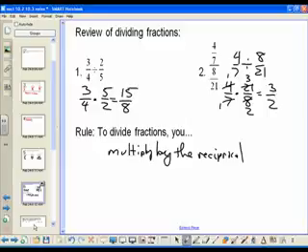Which one? This one? Well, 4 and 8. 4 divided by 4 is 1. 8 divided by 4 is 2. 21 divided by 7 is 3. 7 divided by 7 is 1. We simplified before we started.